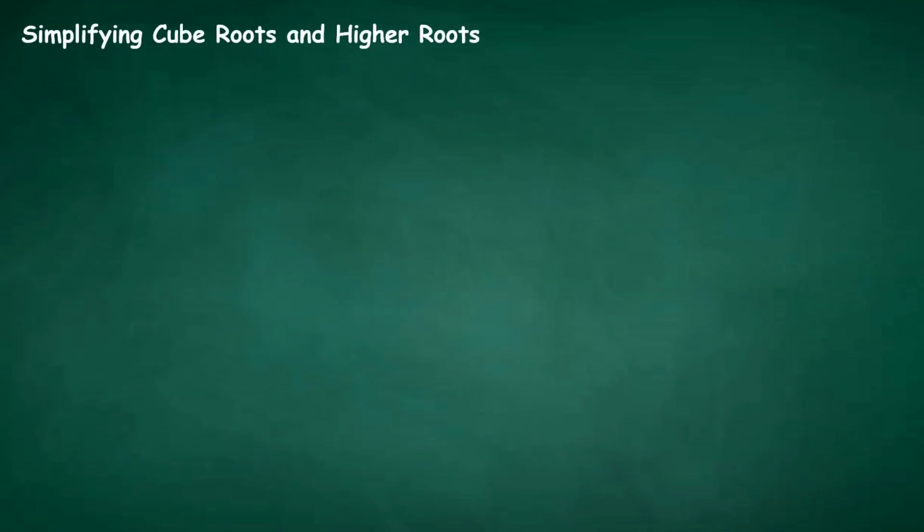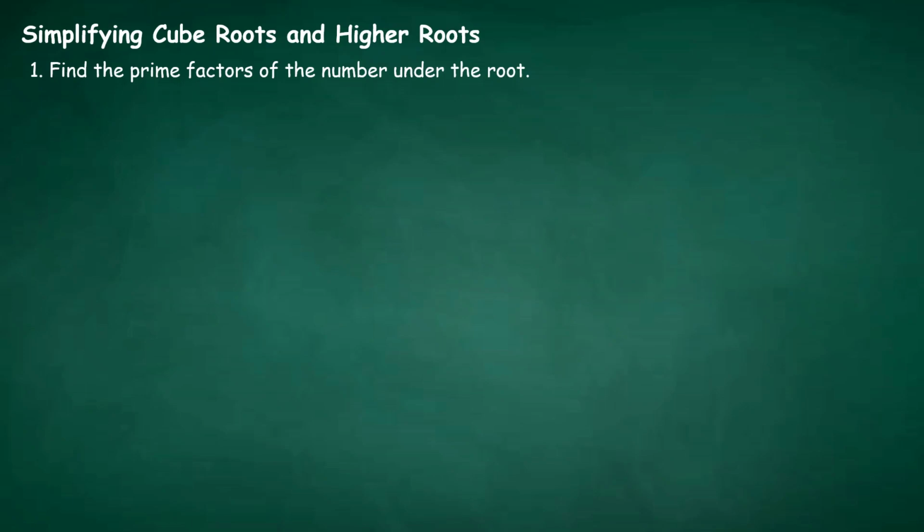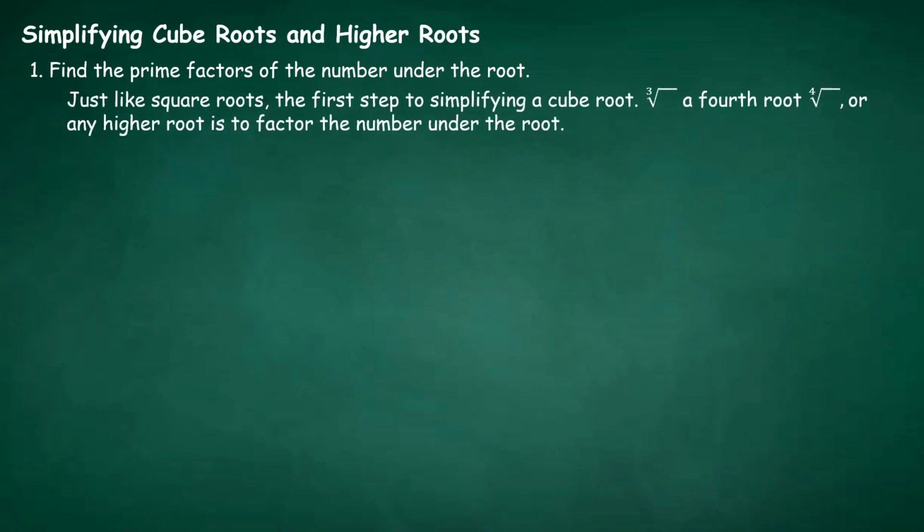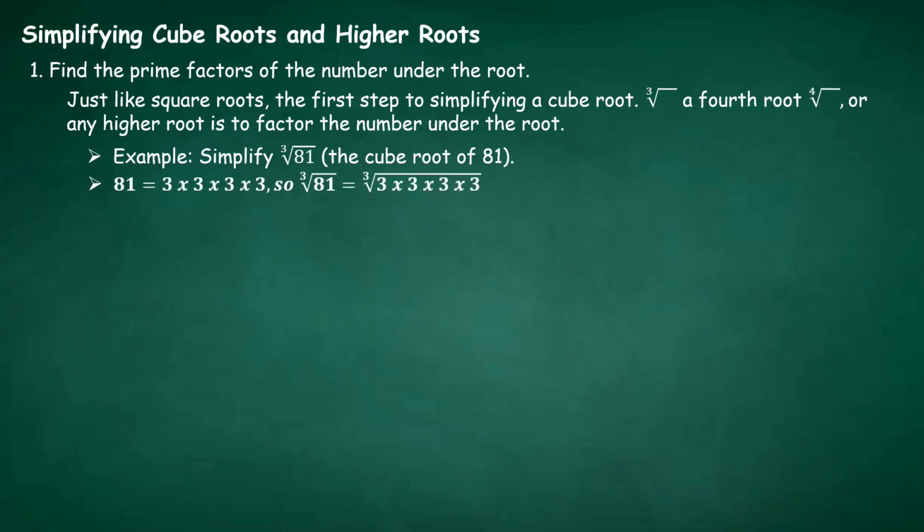Simplifying cube roots and higher roots. 1. Find the prime factors of the number under the root. Just like square roots, the first step to simplifying a cube root, a fourth root, or any higher root is to factor the number under the root. Example: simplify the cube root of 81. The prime factors of 81 are 3, 3, 3, 3. So we rewrite the cube root of 81 as the cube root of 3 times 3 times 3 times 3.